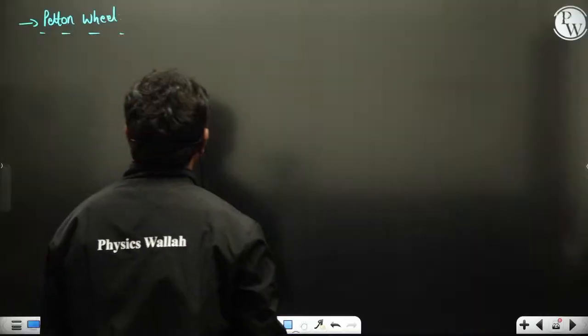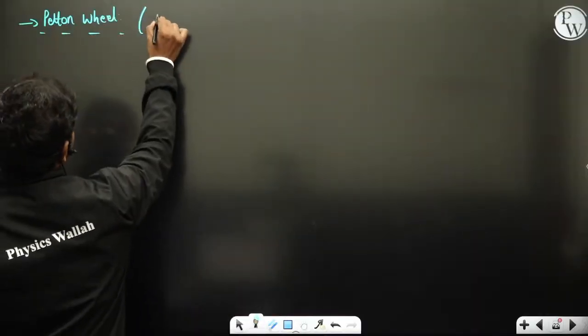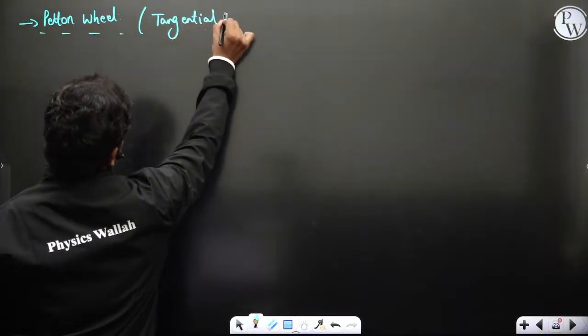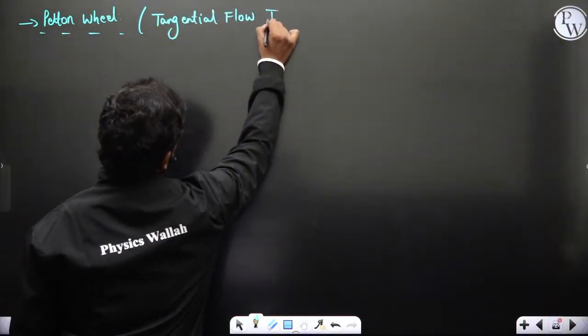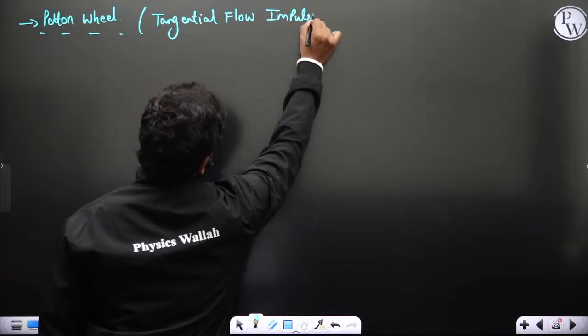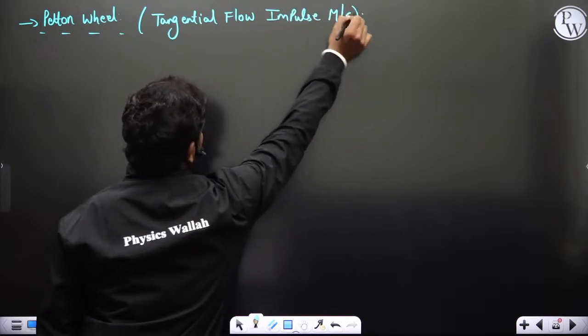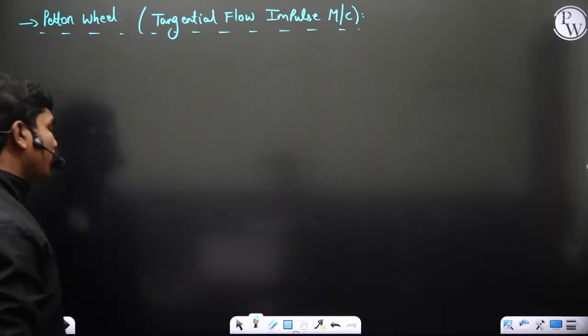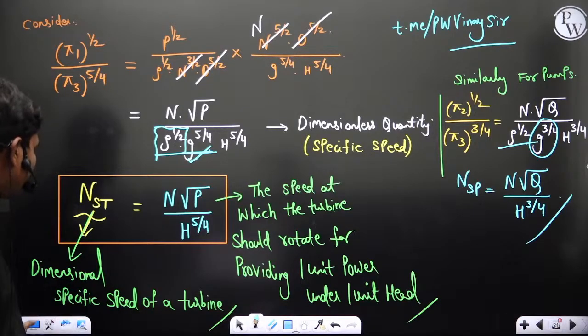Now let's see, in case of Pelton wheel, it's a tangential flow impulse turbine. Tangential flow impulse machine, turbine. It's of course a turbine. Now let's see what happens. This is how the wheel is there.